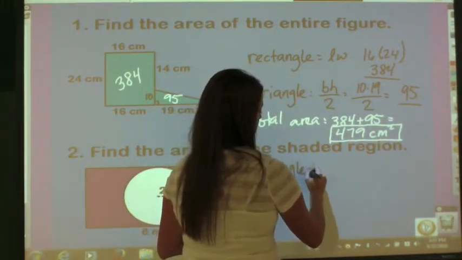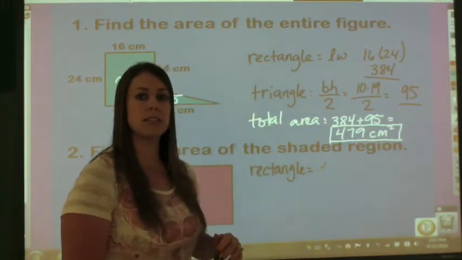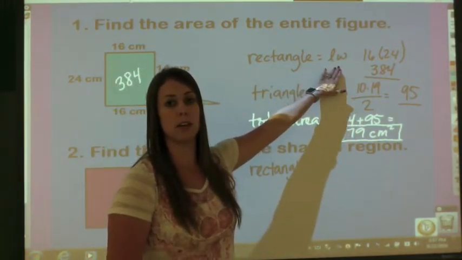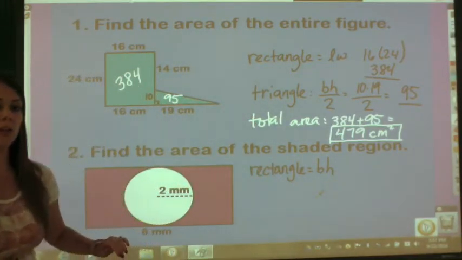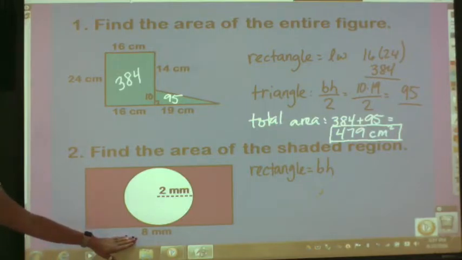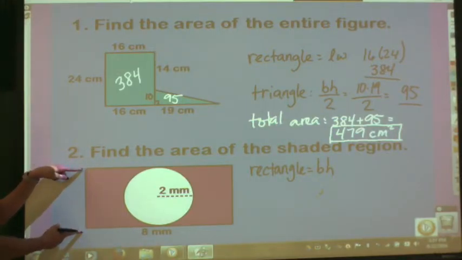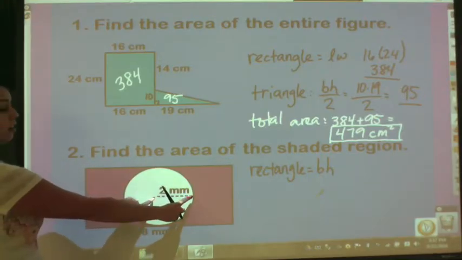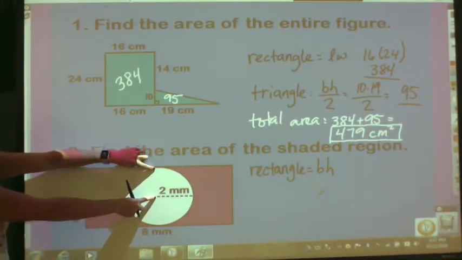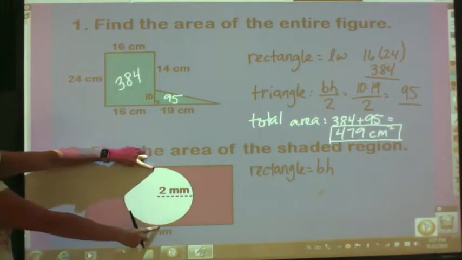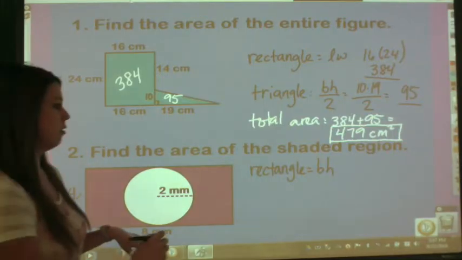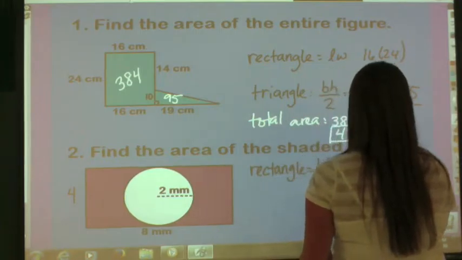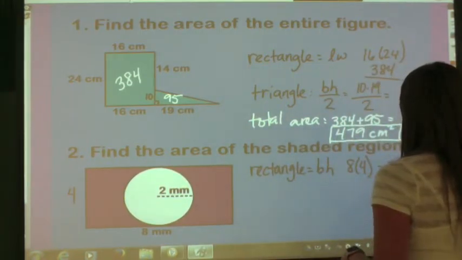We know the formula of area of a rectangle is length times width, or base times height. I used length times width here, so I'm going to use base times height, so you know it's the same thing. Well, we know that the base of the rectangle is 8. We need to find the height. If from here to here is 2, that means from here to here is also 2, so the entire diameter of the circle would be 4. So I'm going to put 4 over here. So the area of our rectangle is going to be 8 times 4, which is 32.